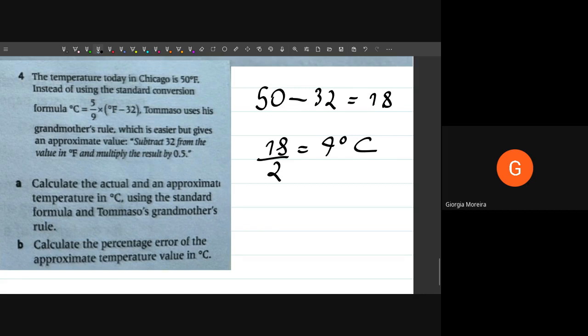I have 10 Celsius. 10 Celsius. Okay. So I will note 10 Celsius. Calculate the percentage error of the approximate temperature value in Celsius. You know, do this.